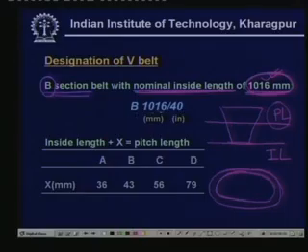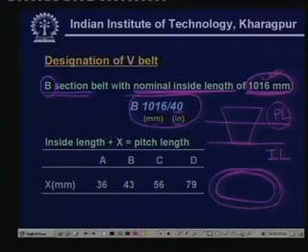B1016/40. This is in millimeter. In the same data book you will find another value given in inch also. So, this is the designation of a V belt, B1016/40.